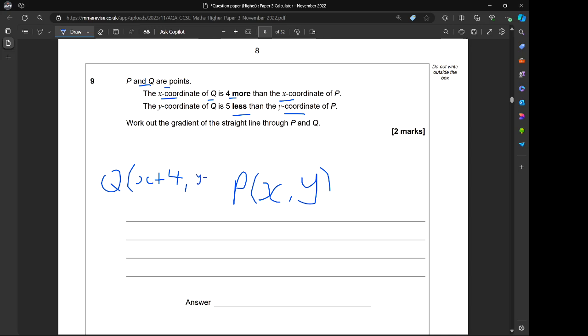The question then says, work out the gradient of the straight line through PQ. So the gradient, guys, remember, it's the change in y over the change in x. So m equals y minus 5 all over x subtract x plus 4. Are we happy with that, guys? Does that make sense?